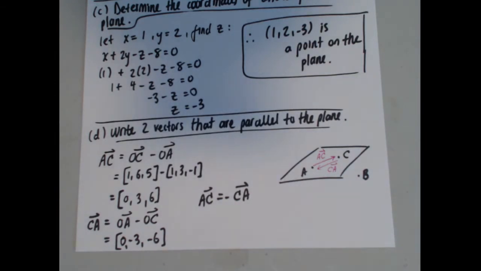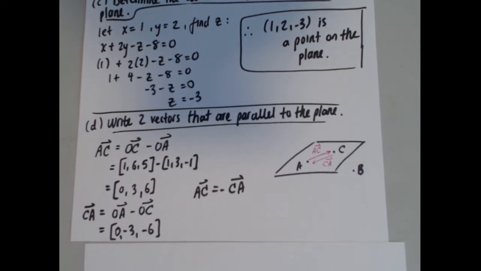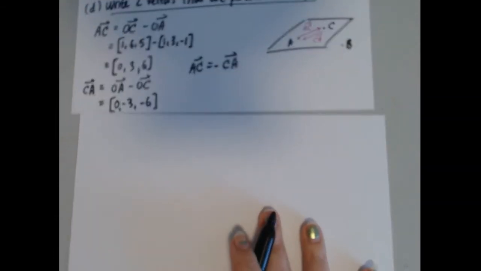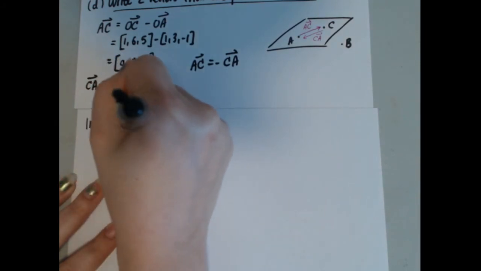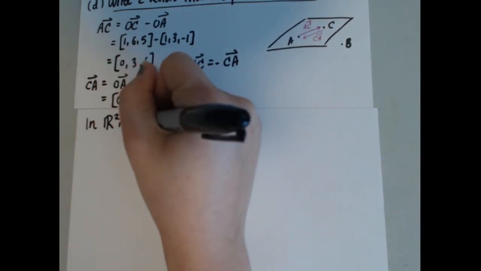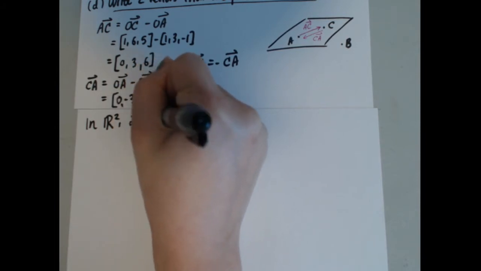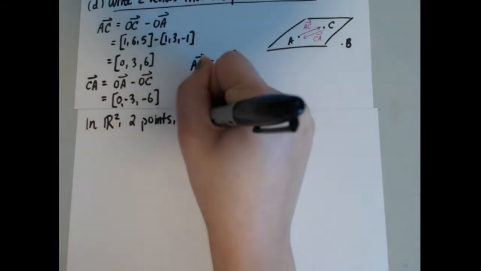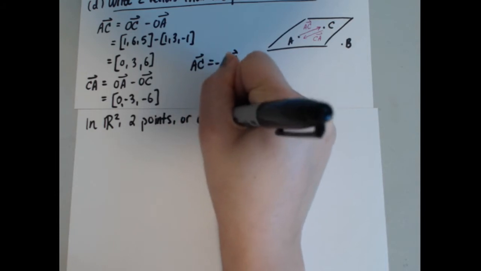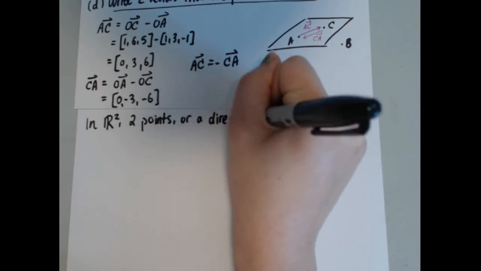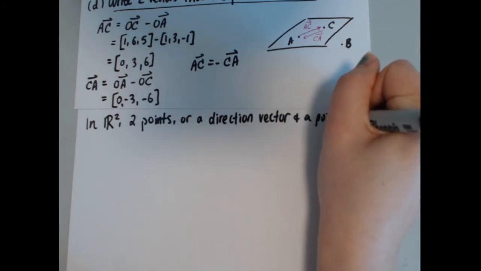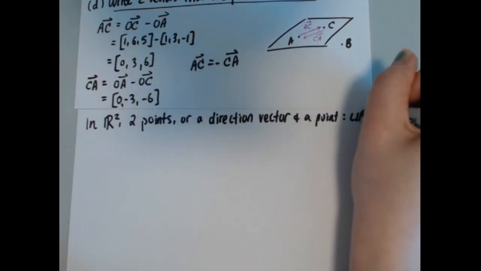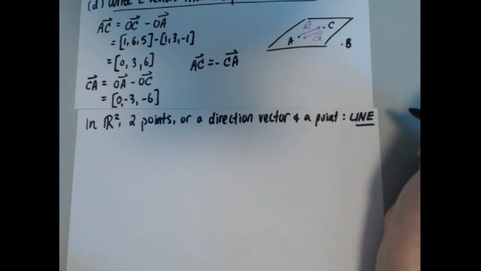Let's move on to the next part. So the next part is going to be a little bit of theory. Okay. All right. In R2, there's 2 ways that you can get a line. Either you get 2 points, or you have a direction vector and a point. So in R2, either of these two things will define a line.